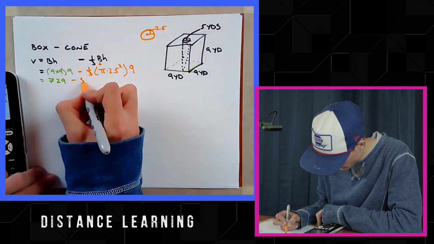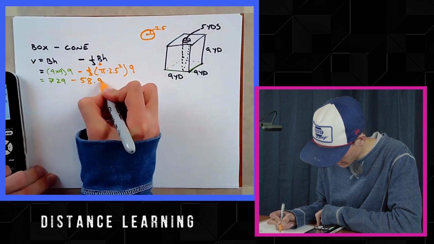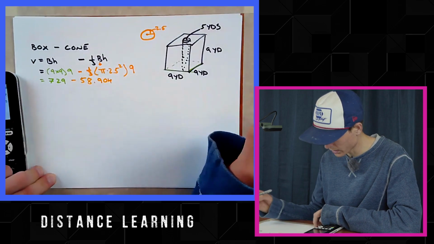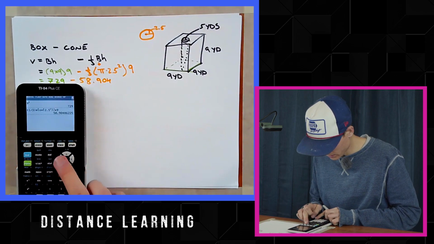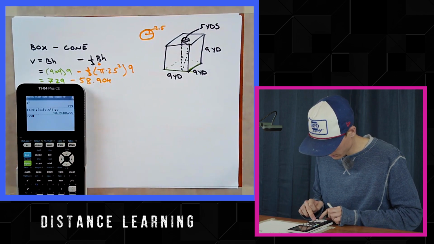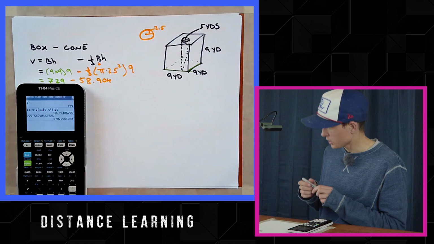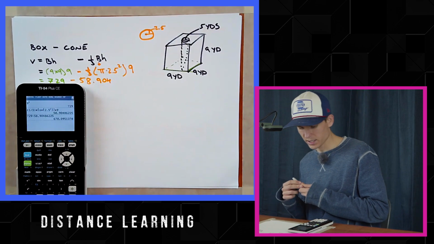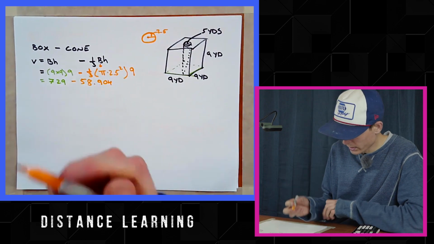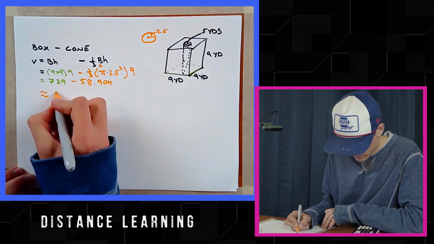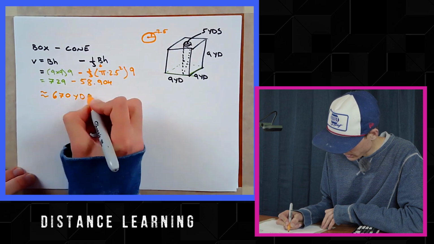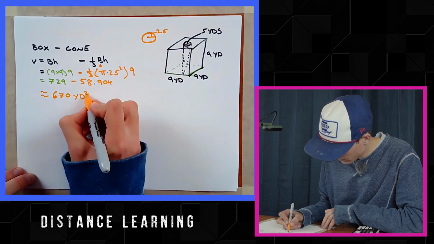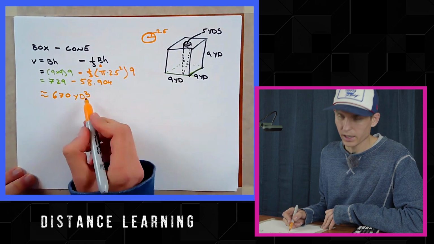So minus 58.904, that's good enough. So if I subtract these two numbers, this one minus that one, you get 670.1-ish yards, which if you round to the nearest whole number, you'll get 670. Volume is cubed. I was just testing you.